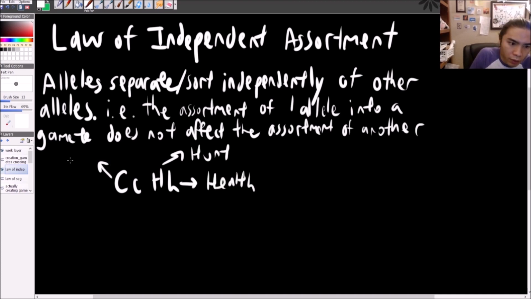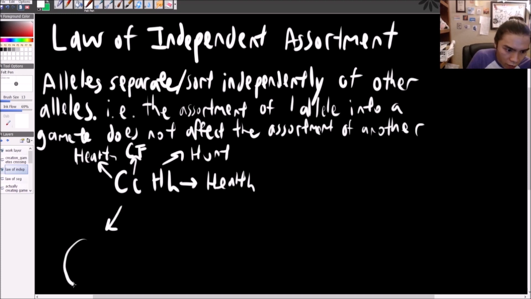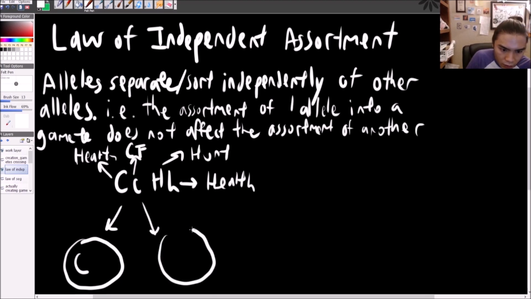This isn't really important, but whatever. So the big C is healthy, and in this case, the little c would be cystic fibrosis. Okay, so the law of independent assortment says that, well, let's think about the law of segregation. So this big C and little c are segregated, right? So half of the gametes will have a big C, and half of the other gametes will have a little c. So it was 50-50, the chance of this one having either one.